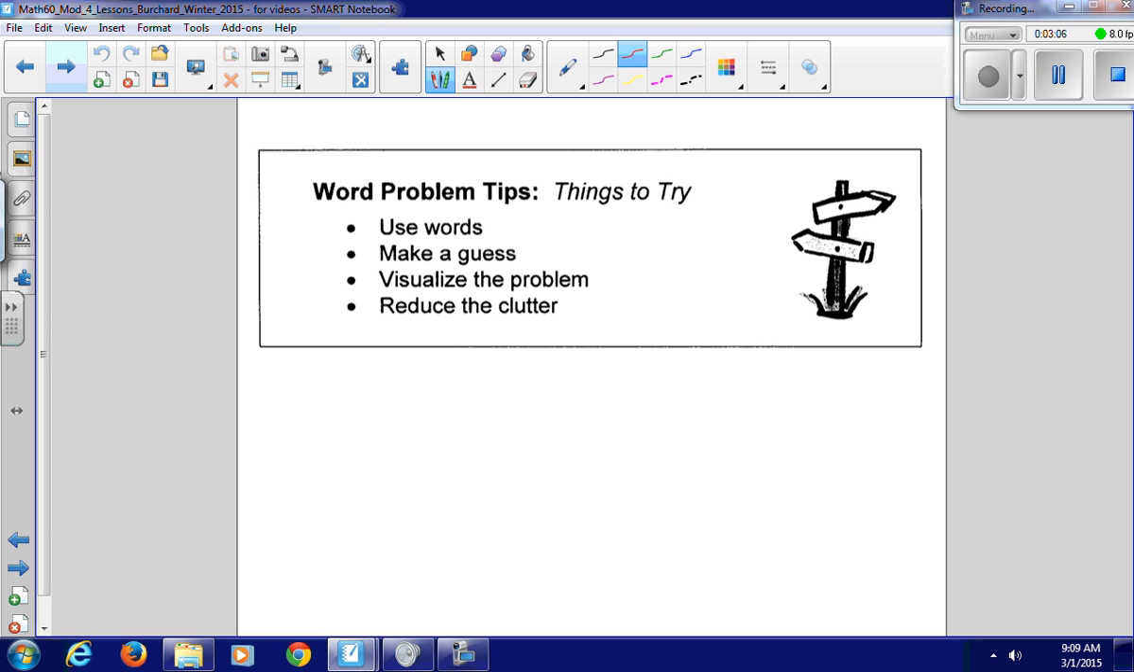So these are the tips that we're going to talk about. Use words, make a guess, visualize the problem, and reduce the clutter. So we'll work some examples, one example of each of those so you can see what we mean by that.